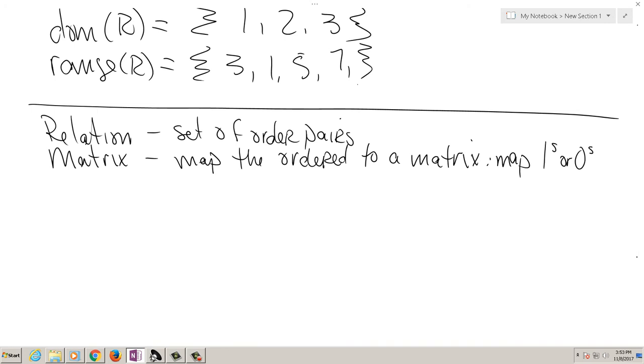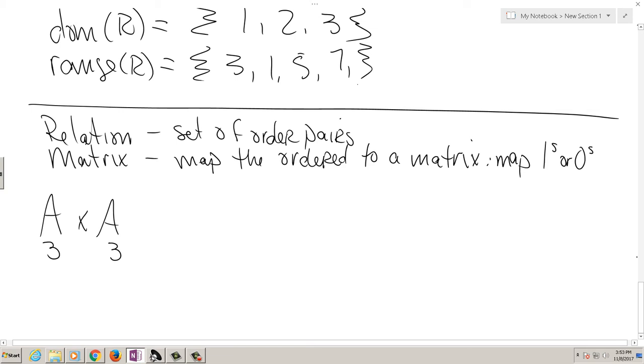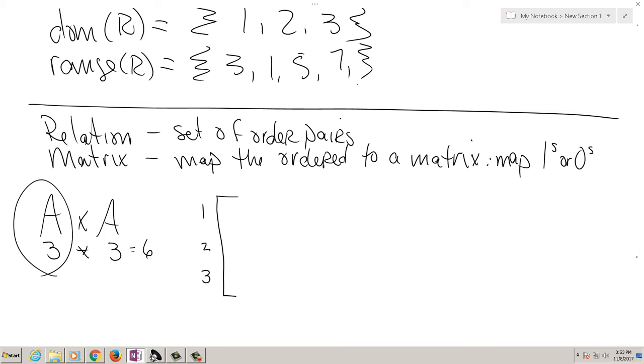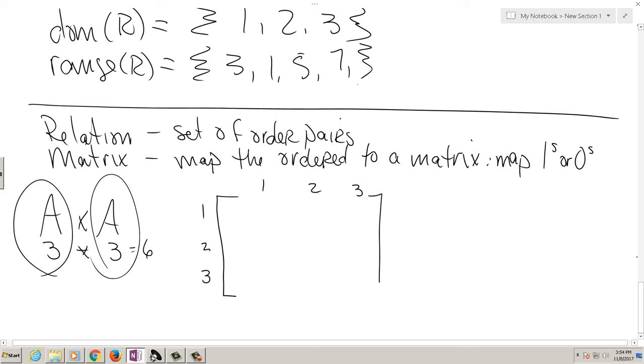So the first thing I need to do if I'm going to map a relation to a Boolean matrix is decide how large the matrix needs to be. Let's say I have a relation defined over the cross product of A with itself, and A has 3 elements. I'm going to map the rows to the first set in the cross product, so the rows are going to be 1, 2, and 3. The columns in my Boolean matrix are going to be the elements in the second set. Since I am just crossing A with itself, there are going to be 1, 2, and 3 columns.